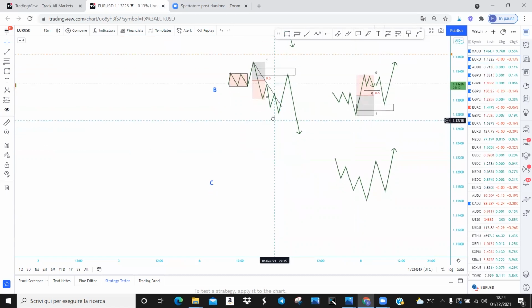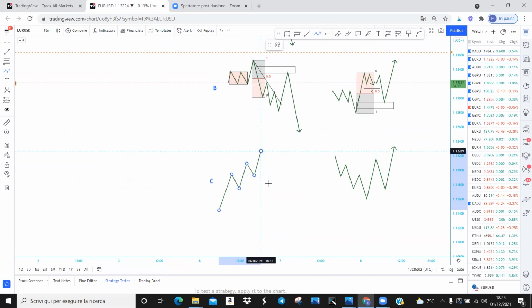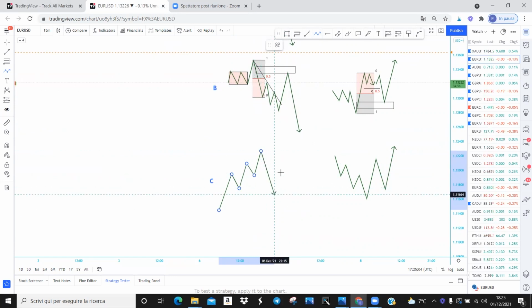Then we have our C type entry, where we have, both to the upside and downside, just a trend without any real accumulation or grab of liquidity. And then we change direction. We look for a retracement to possibly continue.